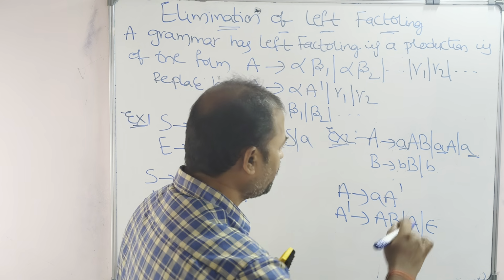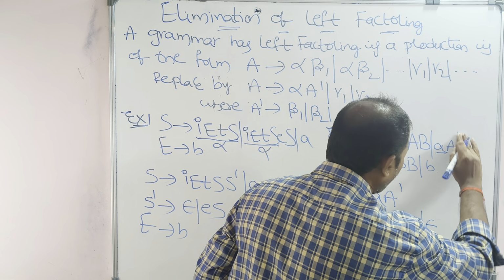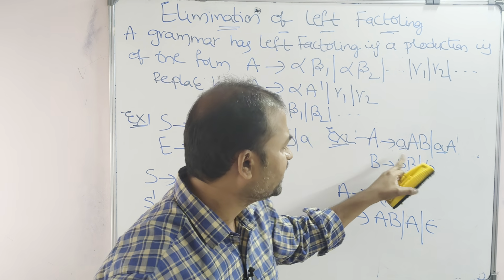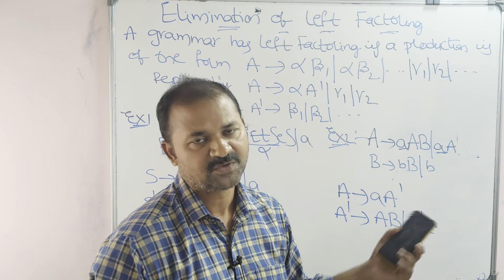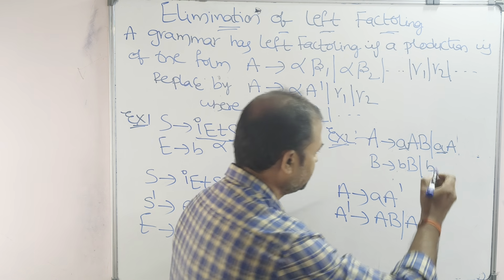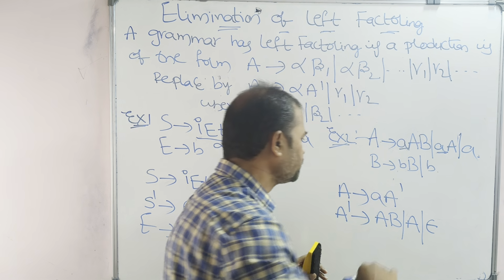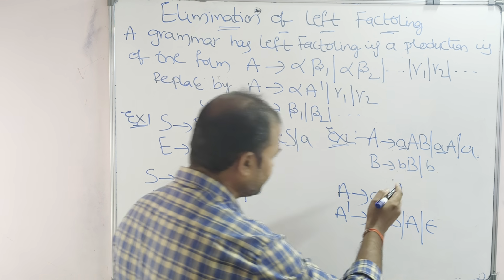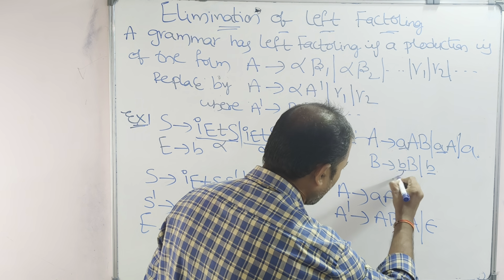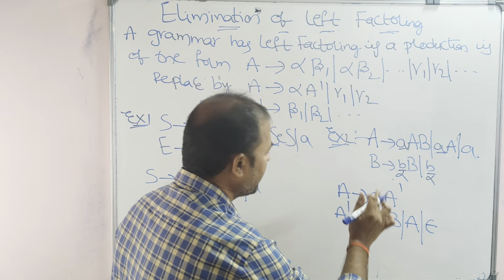Epsilon. Suppose instead of this, if we have only this production, then we can say that AA is common. So now alpha value is A. According to the productions, we have to solve the problem. If you see here, B is common, so alpha is B.